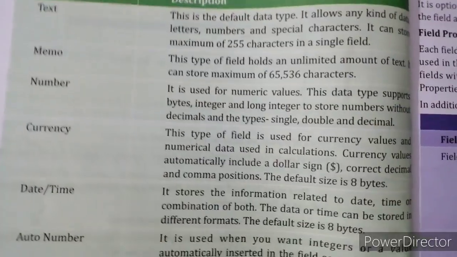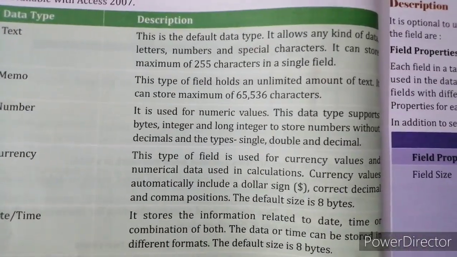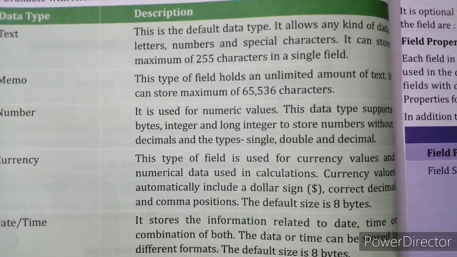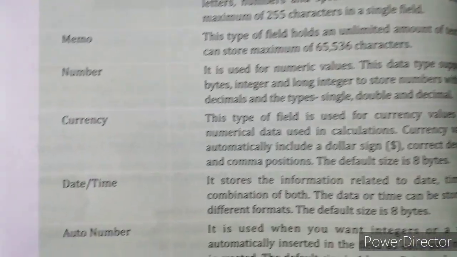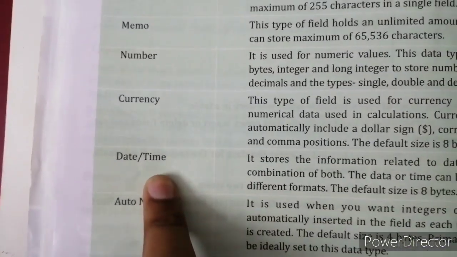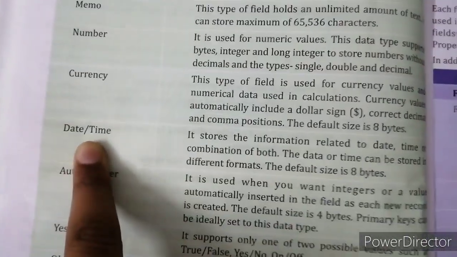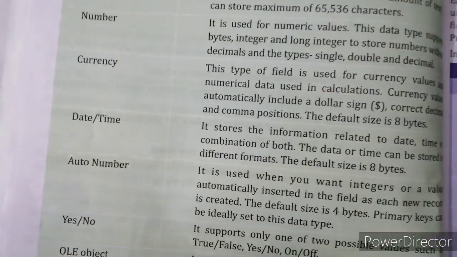Memo, this type of field holds an unlimited amount of text. It can store a maximum of 65,536. Like this, see, there is time, date, which are most important. I will discuss the time and date. It stores date and time of the person or the user.